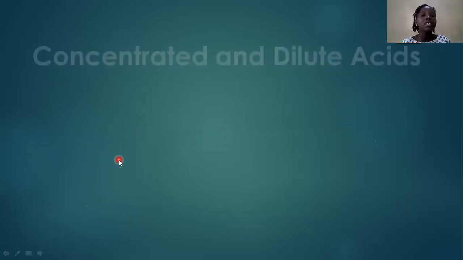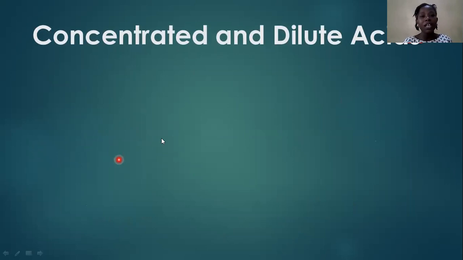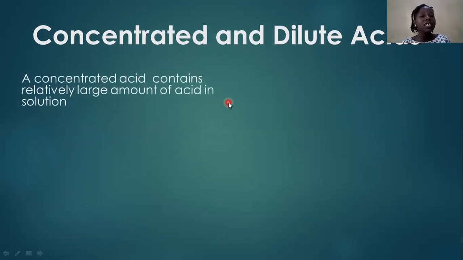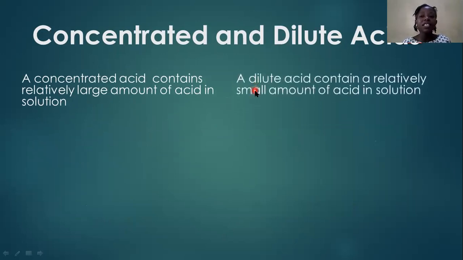Now, next, let's look at concentrated and dilute acid. Concentrated and dilute acid has to do with the amount of acid contained in a solution. When you have a solution of acid, it is either concentrated or dilute depending on the amount of that acid contained in that solution. A concentrated acid contains a relatively large amount of acid in solution, while a dilute acid contains a relatively small amount in solution. Now, let's take an example. In chemistry, concentration is measured in mole per dm cube. That's the SI unit of concentration.